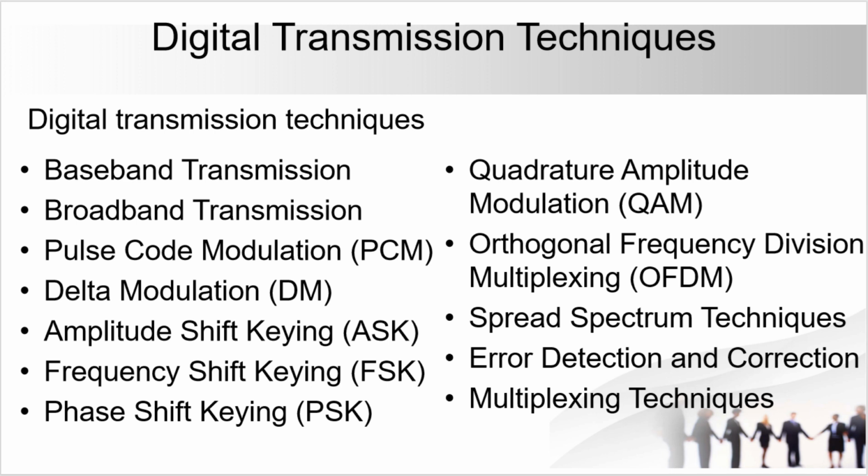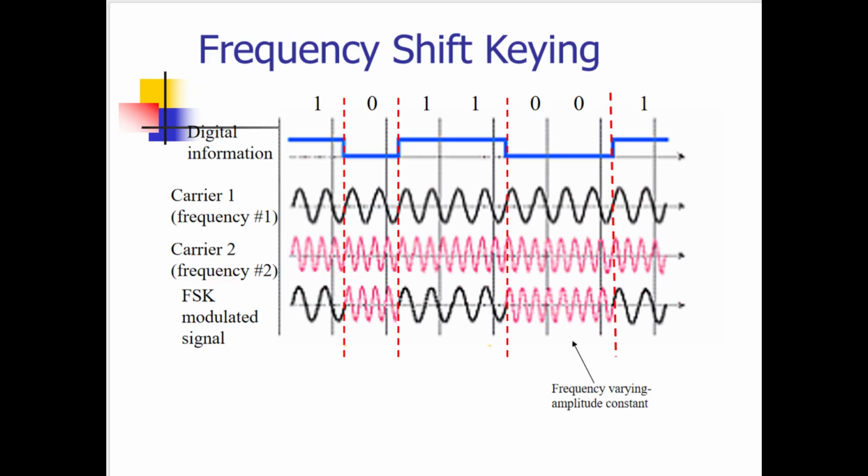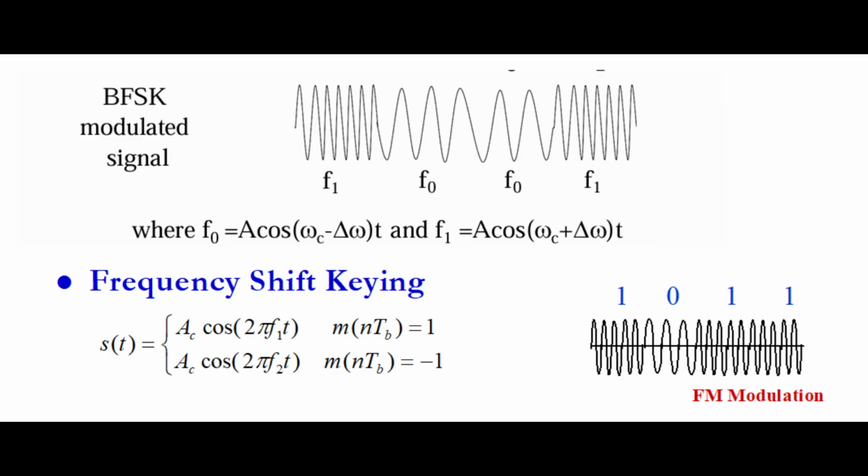Okay, point number 6, frequency shift keying. We can call FSK. FSK involves varying the frequency of a carrier signal to represent digital data. Binary FSK uses two distinct frequencies to represent 0 and 1.